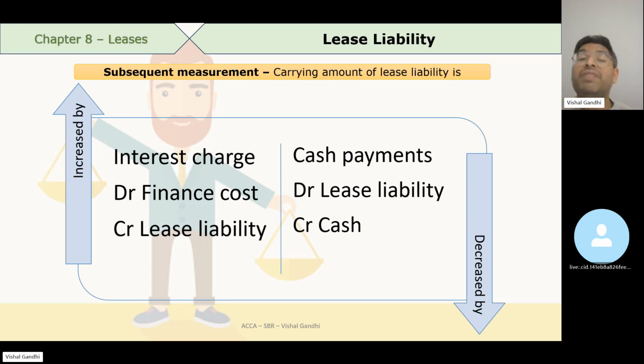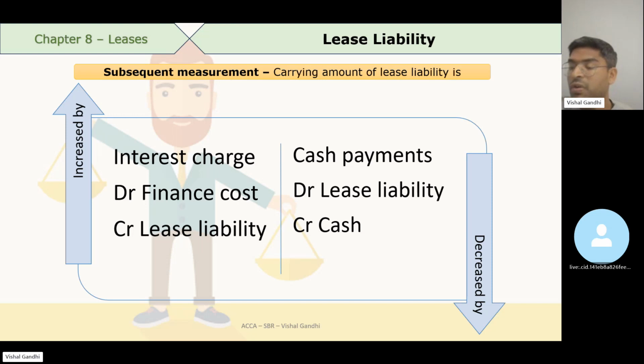So the carrying amount of the lease liability is increased by the interest charge. It is a liability, right? So we have to pay interest on it. Whatever is the yearly interest on that liability will get added to that liability. And whatever installments we are paying, like whatever lease payments we are paying, that will be deducted from that liability.